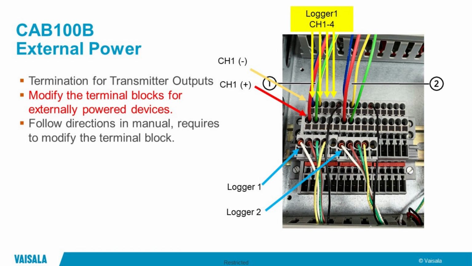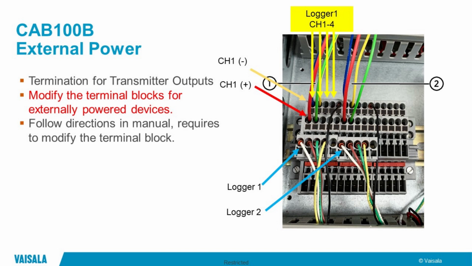Now, the termination for externally powered devices is very different from the loop power. If you notice, the configuration of the terminal blocks are completely different. This is because you actually have to modify the panel. You have to follow the instructions inside the manual that tell you how to unconnect, reconnect, and move the bus bars on the input block.